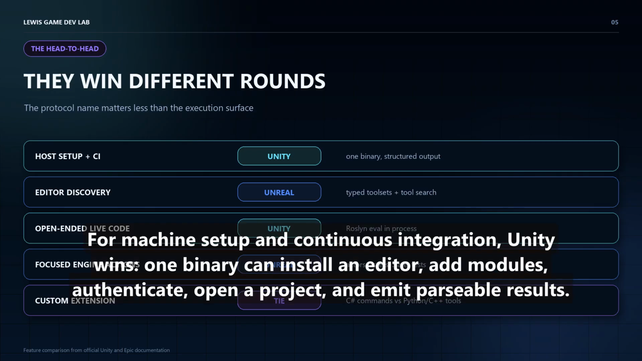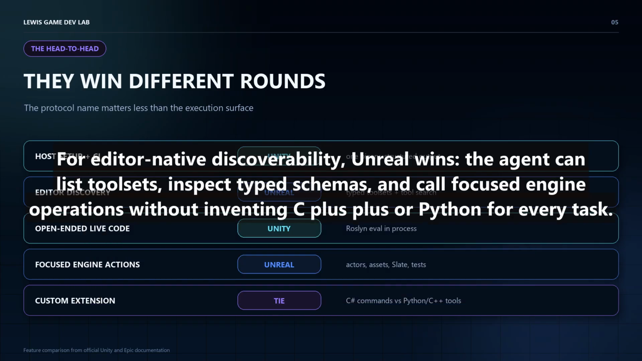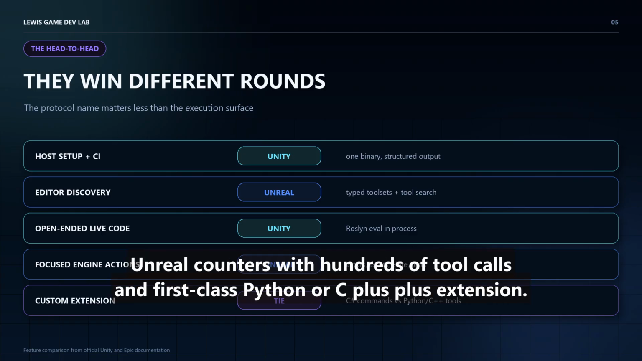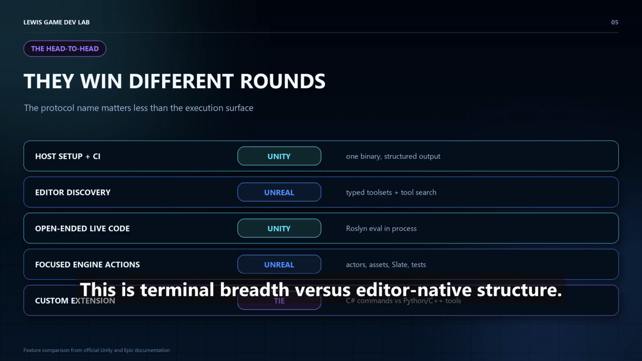For machine setup and continuous integration, Unity wins. One binary can install an editor, add modules, authenticate, open a project, and emit parsable results. For editor-native discoverability, Unreal wins. The agent can list tool sets, inspect typed schemas, and call focused engine operations without inventing C++ or Python for every task. For open-ended power, Unity's live C# eval is exceptionally broad. Unreal counters with hundreds of tool calls and first-class Python or C++ extension. This is terminal breadth versus editor-native structure.